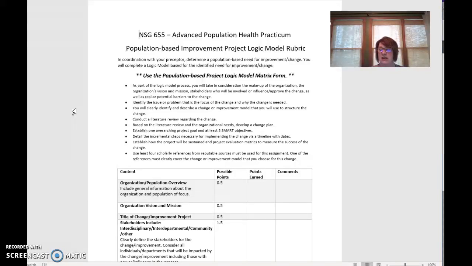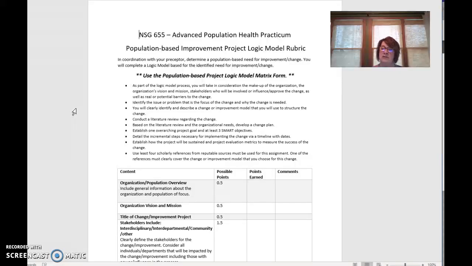Or if it's a change model that they use or that you choose to use, it may be Kotter's 8 stages, or it may be Lewin's unfreezing, change and then freezing. So you want to go to the literature, and you also want to use an evidence-based theory or model as you're instituting your change.